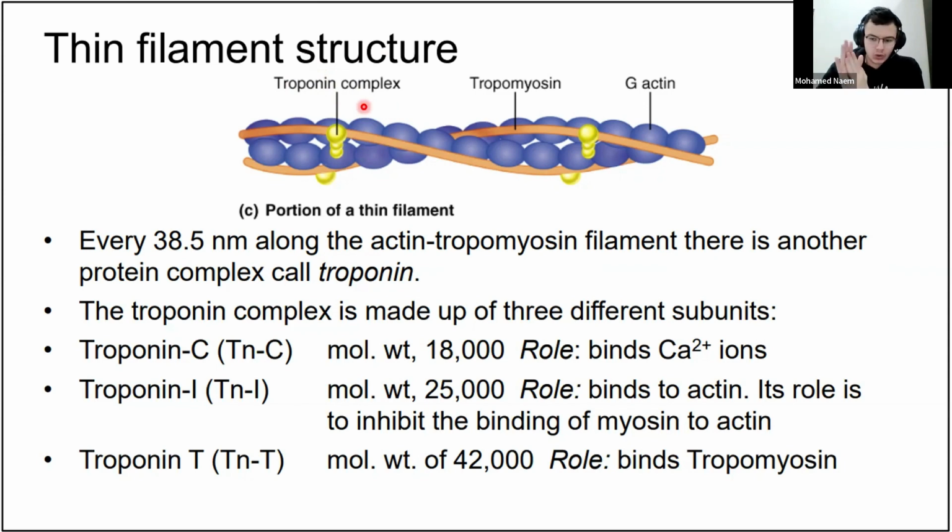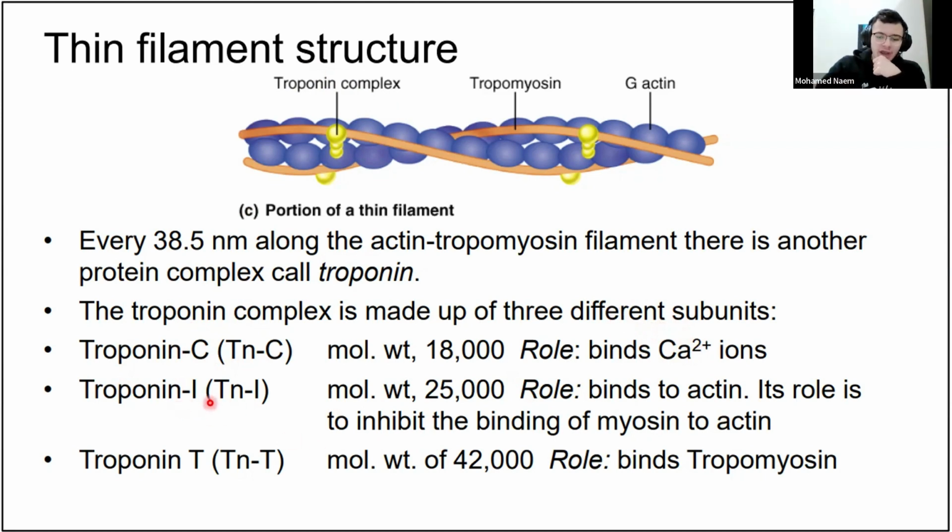Okay, so you need to know obviously their role. Just to make it very simple, troponin C, it's C. So it's gonna bind to what? To calcium. That starts with the C. That's why we call it troponin C, because it binds to calcium.